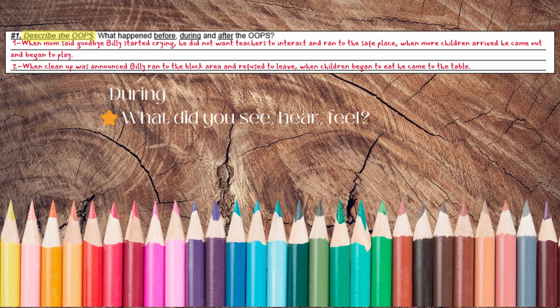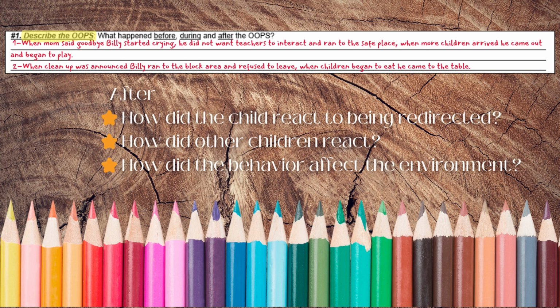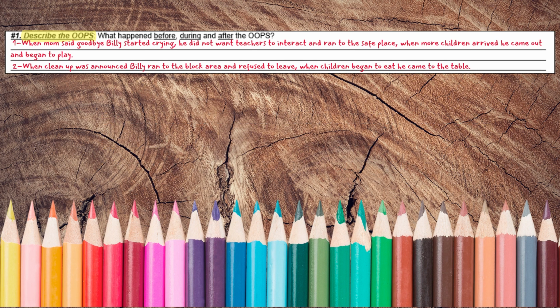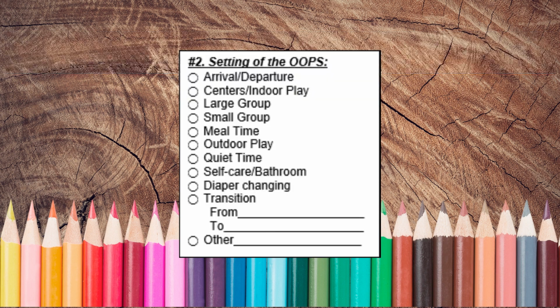When thinking about during, describe the challenging or concerning behavior. What did you see, hear, or feel? When thinking about after, consider how did the child react to being redirected? How did other children react to the behavior? How did the behavior affect the environment? If recording more than one OOPS on the form, put a number beside the description to identify which description is for which incident.